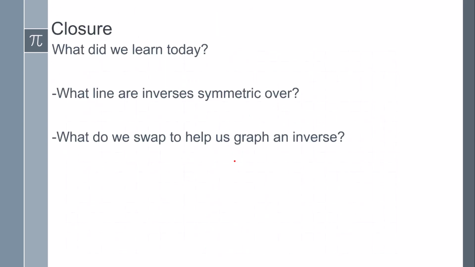So what did we learn today? We learned how to graph inverses. What line are inverses symmetric over? That's going to be the line y equals x. And what do we swap to help us graph the inverse? The x and y values, or the domain and the range, right? Domain x, range y. We're going to switch those.